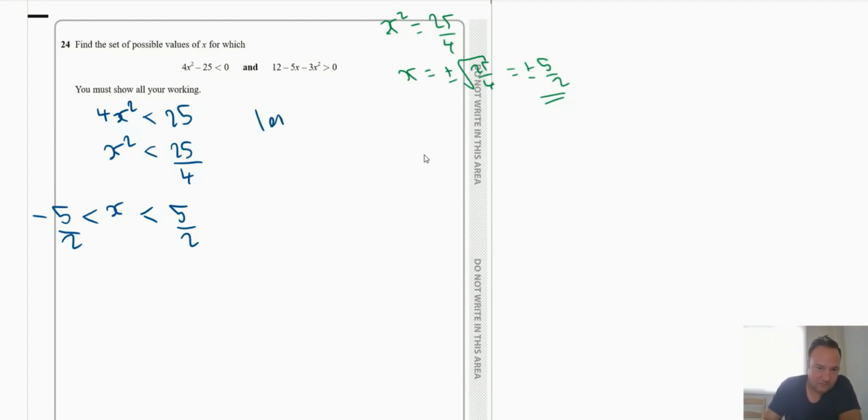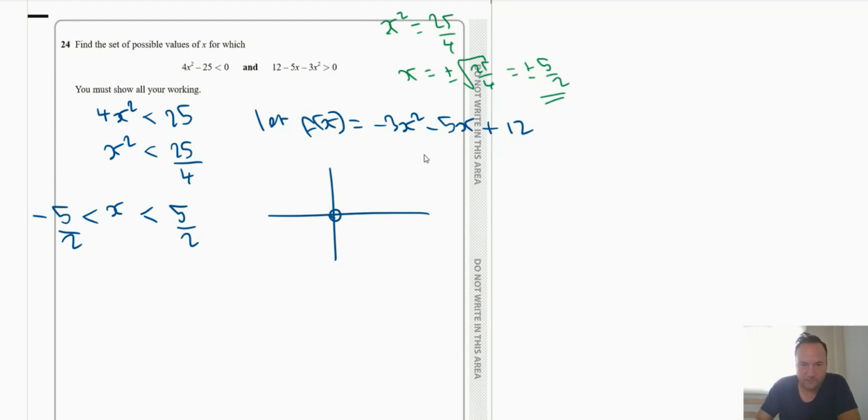I would let f of x be equal to, I'm going to reorder the terms, minus 3x squared minus 5x plus 12. And let's actually just draw a graph of f of x and see what's going on. So let's first of all see what happens when f of x actually equals 0. Okay, so hopefully what we can see is that we can factorise this as well in the traditional way.